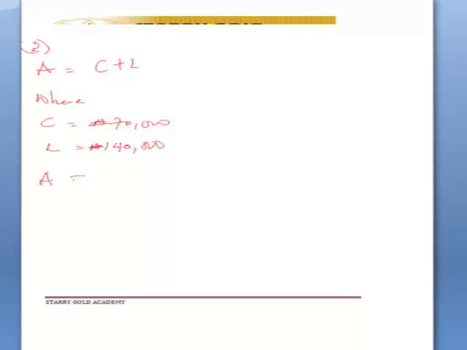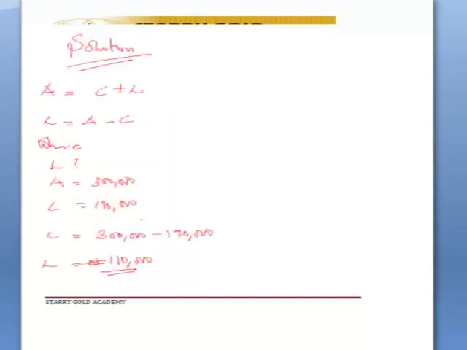So A equals 70,000 plus 140,000, and asset will be 70 plus 140, that is 210,000. So A is 210.